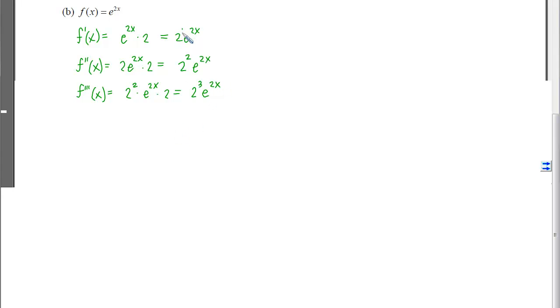Hopefully you see a pattern. We see that the first one had an exponent of 1, the second one was an exponent of 2, the third one was the exponent of 3. So the nth derivative will be 2 to the n times e to the 2x.